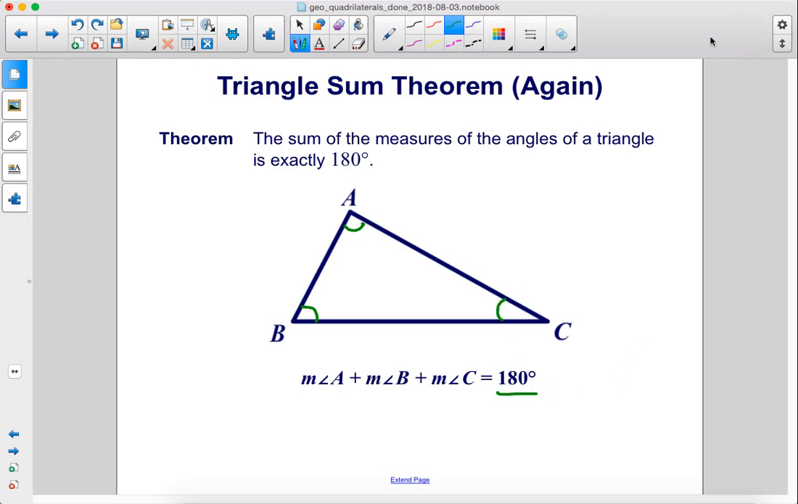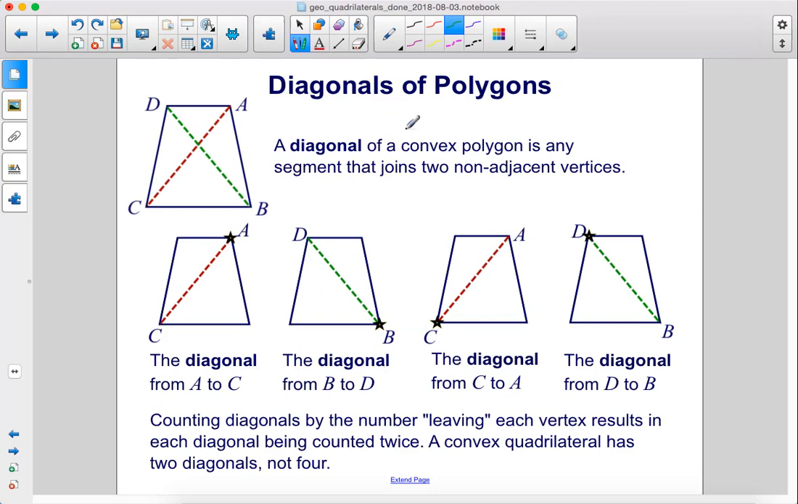A diagonal of a convex polygon is any segment that joins two non-adjacent vertices. So here we have the diagonal from A to C, the diagonal from B to D, the diagonal from C to A, and the diagonal from D to B. Counting diagonals by the number leaving each vertex results in each diagonal being counted twice. A convex quadrilateral has two diagonals, not four. So we have this diagonal and this diagonal.